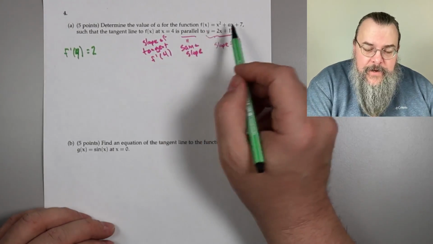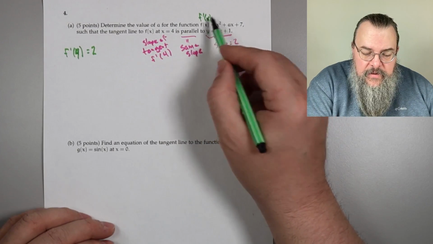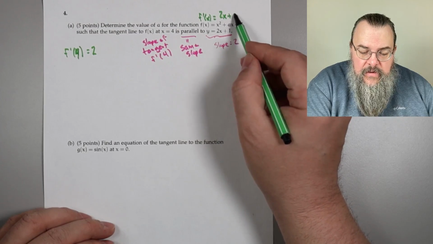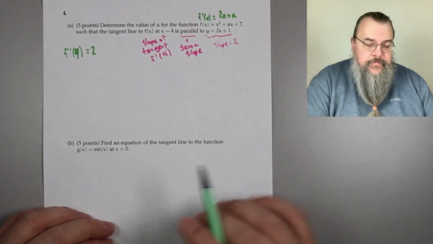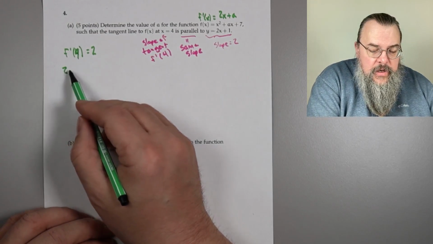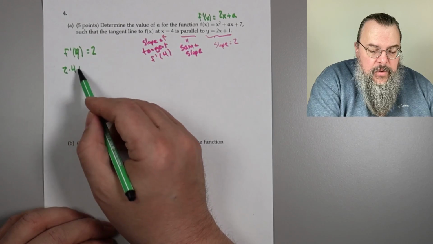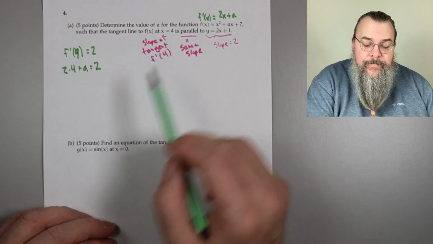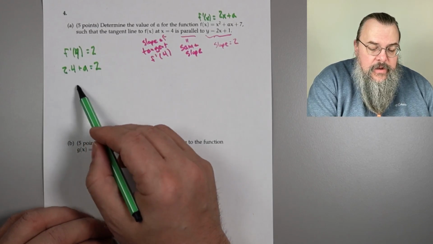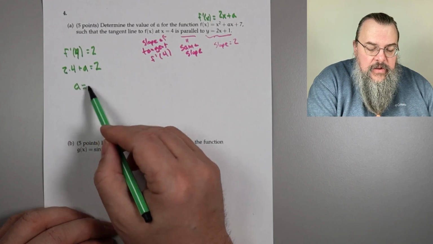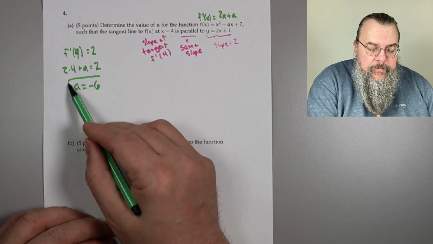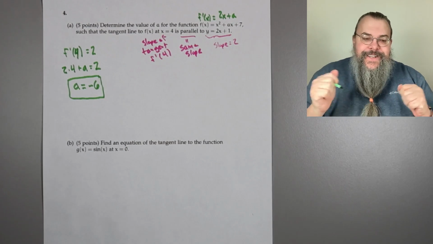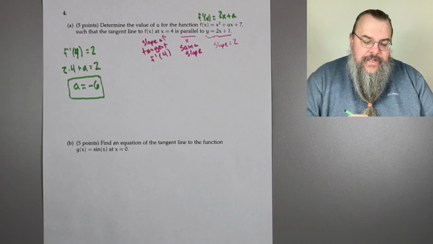So we have our function. Let's go ahead and compute that derivative. So the derivative of x squared, 2x. The derivative of a times x is a. The derivative of 7 goes away. So we need 2 times 4 plus a equals 2. So I'm plugging 4 in for x. 2 times 4 is 8. We can subtract. 2 subtract 8 is -6. And there we go. All right. Nice. Woohoo! Okay, so we got the answer.